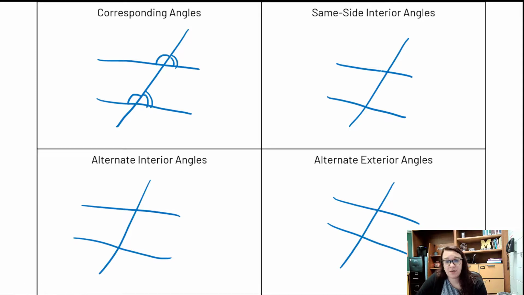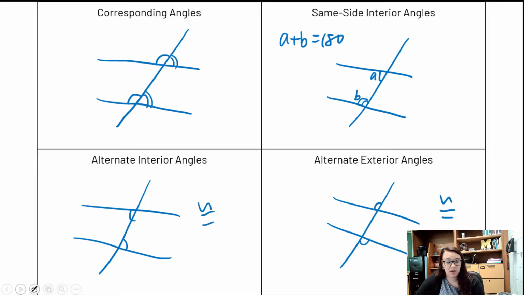Same side interior, so they're on the inside and on the same side. There's A and there's B, and they are supplementary. Alternate interior, here and here, they're congruent. Alternate exterior, here and here, they are congruent.